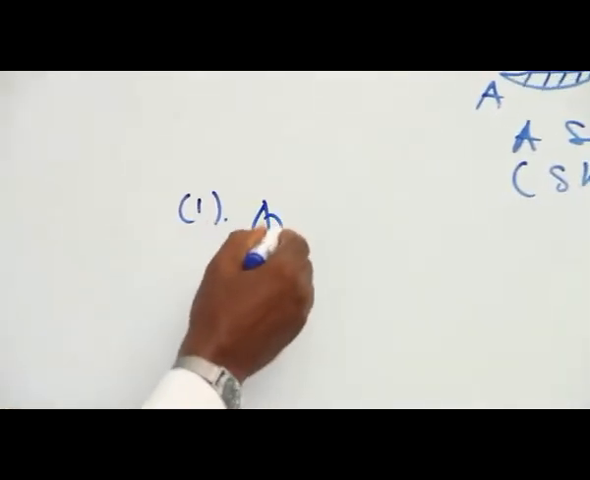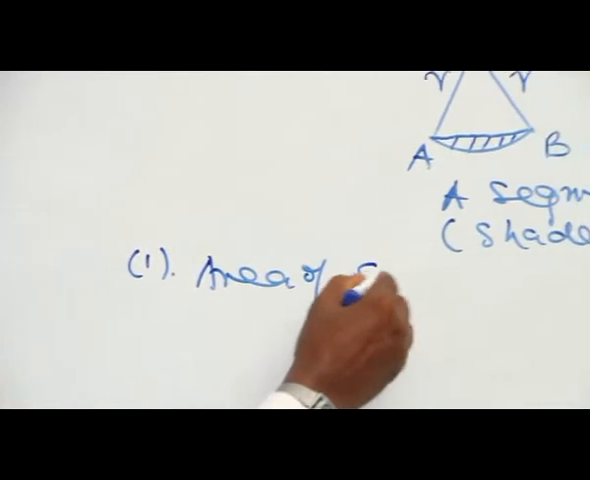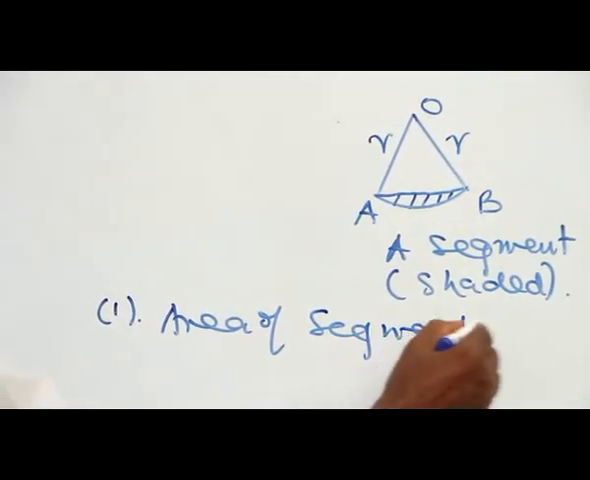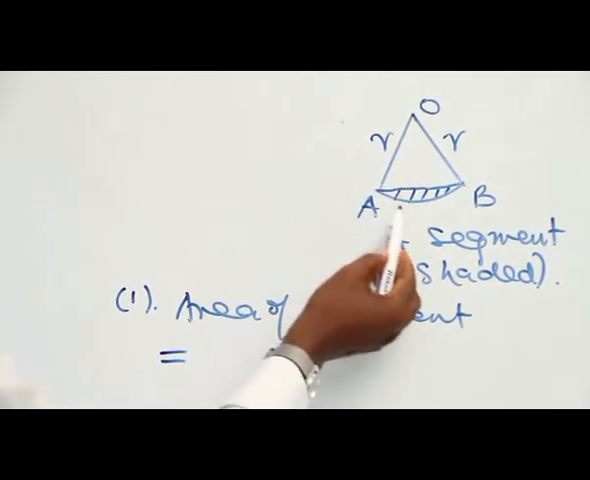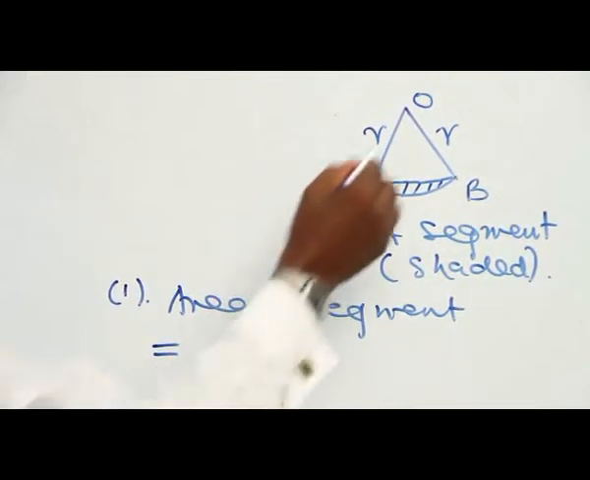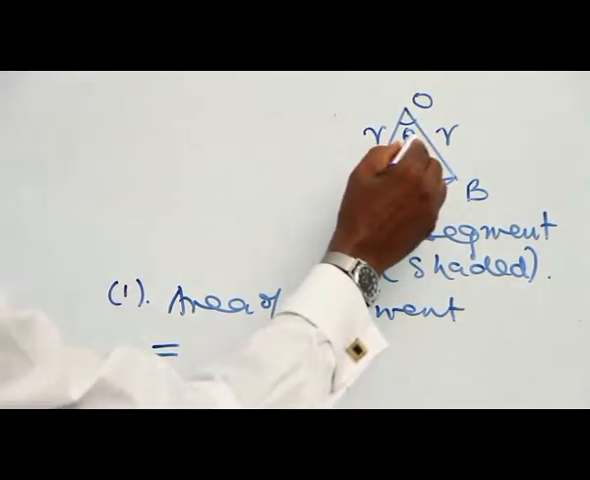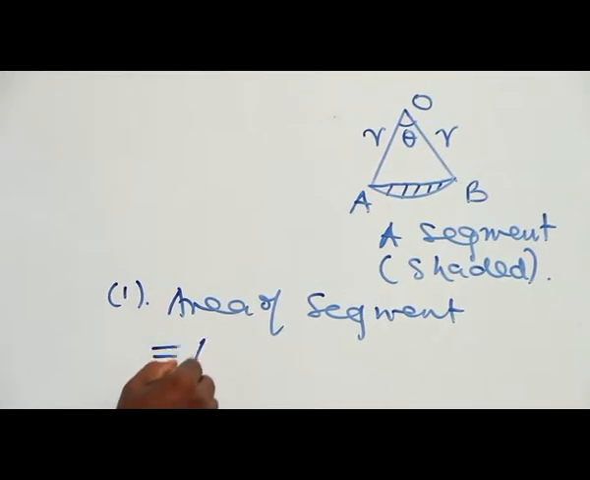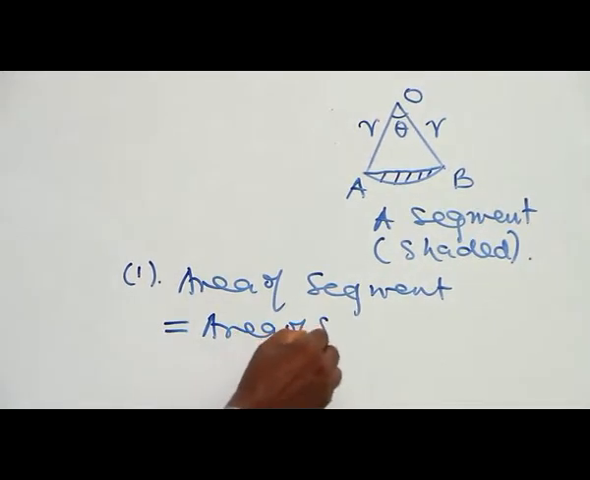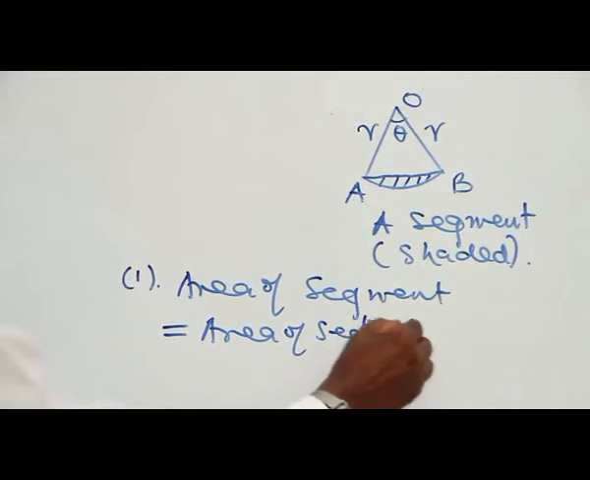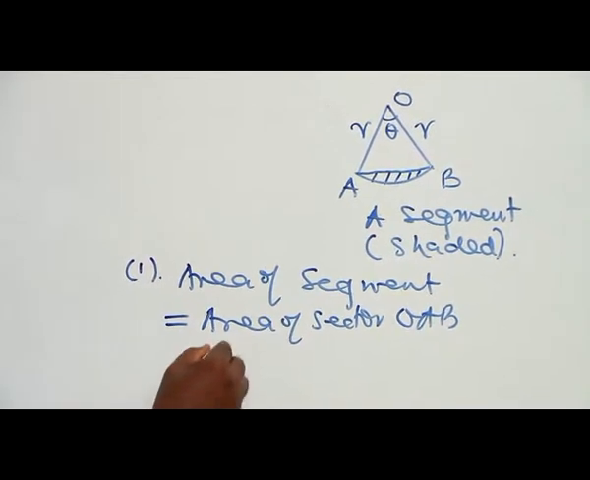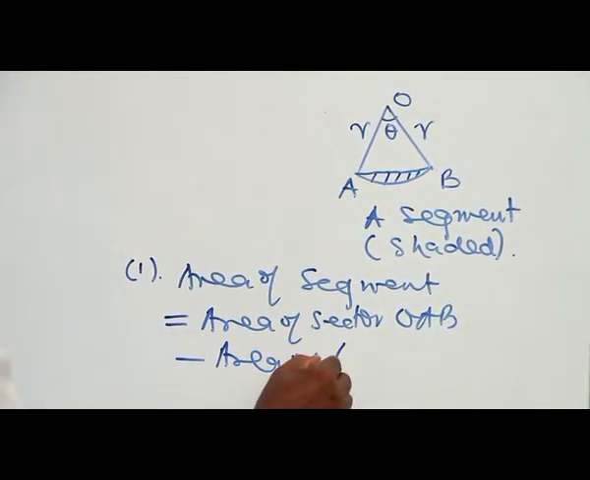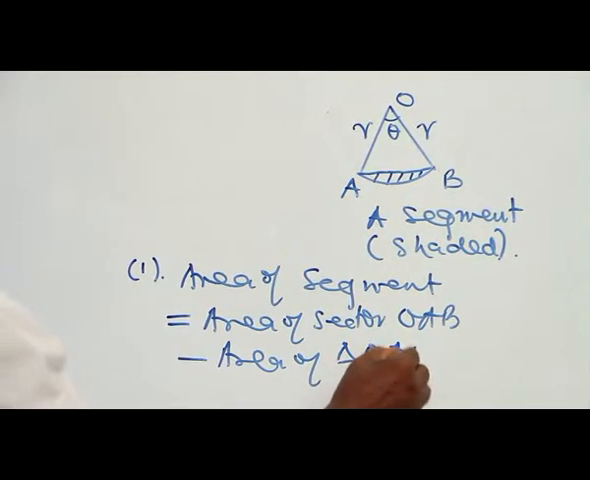So we have the area of the segment will be equal to the area of the entire sector. Remember that the sector is subtending an angle theta here. So the area of sector OAB, then minus the area of triangle OAB.